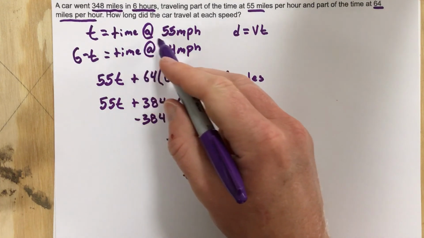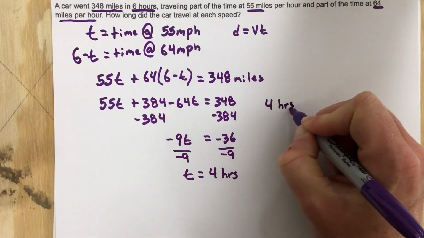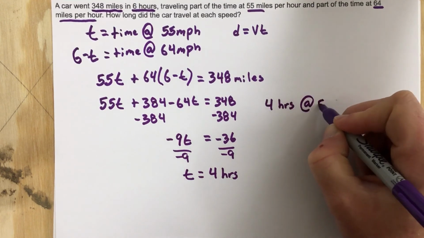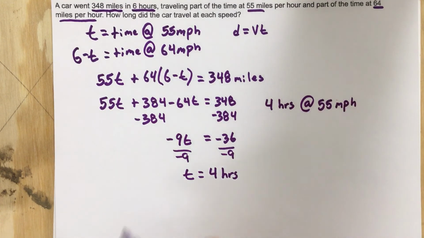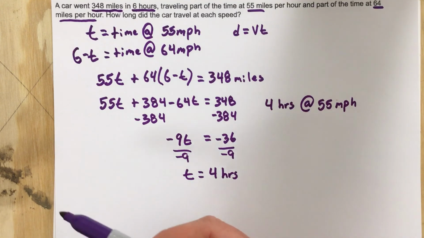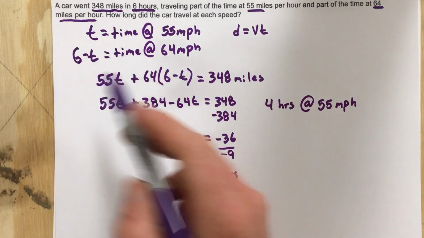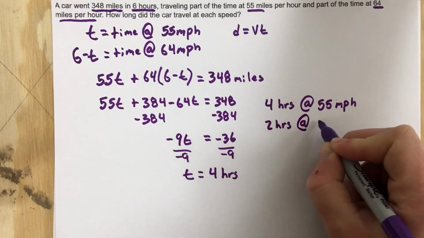So the time at 55 was 4 hours at 55 mph. Well, what does that mean about the number of hours at 64? Again, if it's 4 hours at 55, it's got to be 2 at 64, right? 6 minus 4. So 2 hours then at 64 miles per hour.